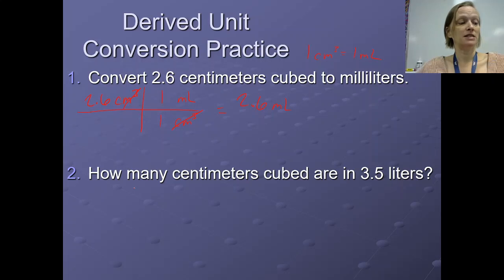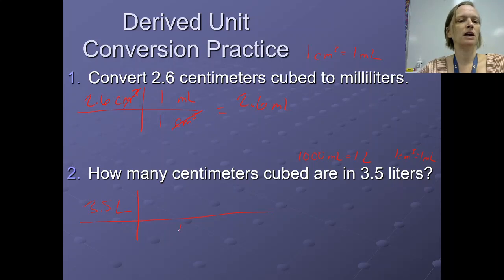How about how many centimeters cubed are in 3.5 liters? Okay, if I go to 3.5 liters, I don't know how liters goes to centimeters cubed, but I do know how liters goes to milliliters, and then I know how milliliters go to centimeters cubed. So I need to know that there are 1,000 milliliters in 1 liter, and I also need to know that 1 cubic centimeter equals 1 milliliter. And those two conversion factors will help me solve this question.